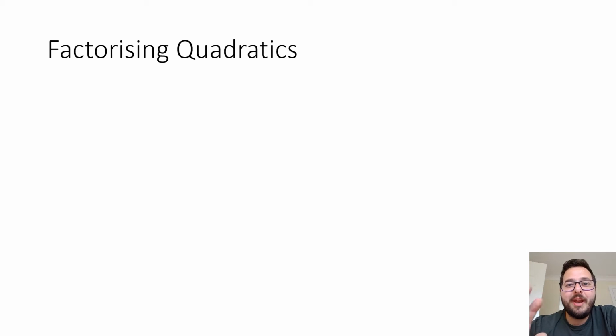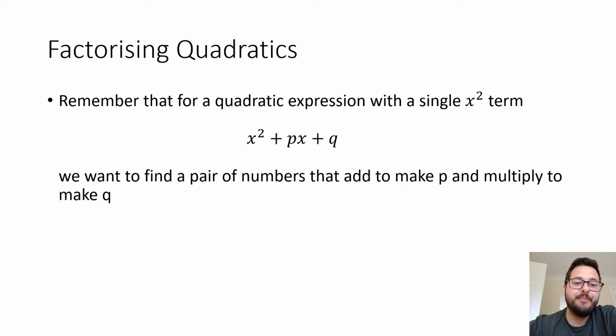So let's just have a quick recap on factorising quadratics. There is another video on this, so please check that out if you are not sure about this, but just a quick recap. Remember that for a quadratic expression with a single x squared term, that's all we're going to be worried about today, so x squared plus px plus q, where p and q are just integers. We want to find a pair of numbers that add to make p, the number in front of x, and multiply to make q, the number on its own.